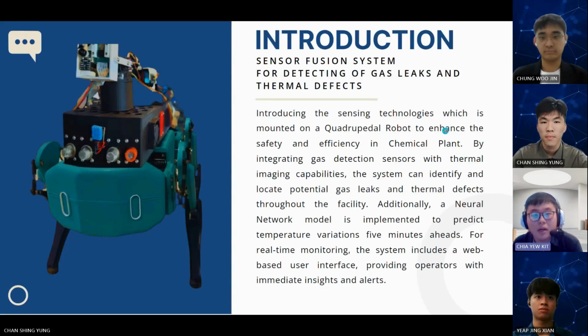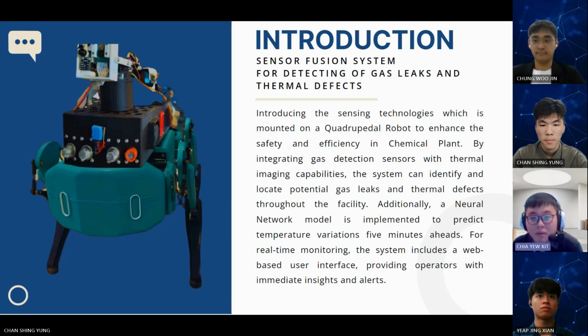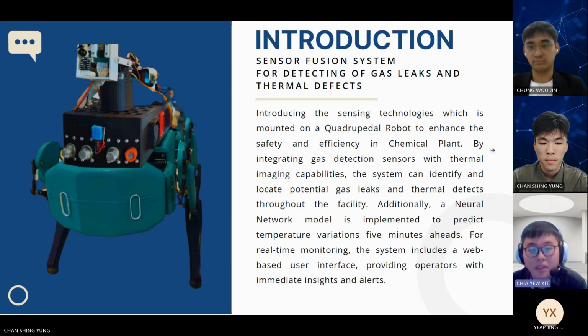So in this pitch video, I'll be introducing the sensor fusion system for detecting of gas leaks and thermal defects. The sensor system is mounted on the quadrupedal robot to enhance the safety and efficiency in the chemical plant. This project is intended to integrate the gas detection system with thermal imaging capabilities. This system can identify and locate potential gas leaks and thermal defects through the chemical plant. And then a neural network model is implemented in this project to predict the temperature variations 5 minutes ahead.